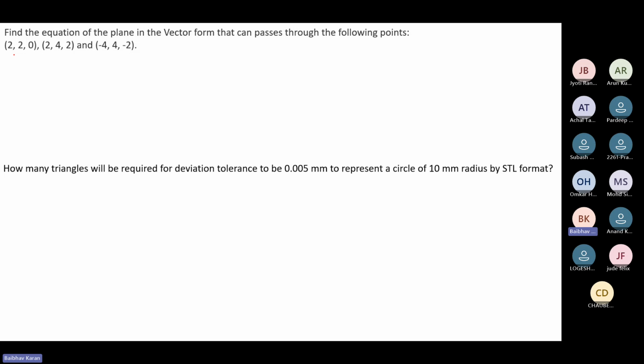Okay. So what is the equation of the plane? Do you remember what's the equation of the plane according to the professor?